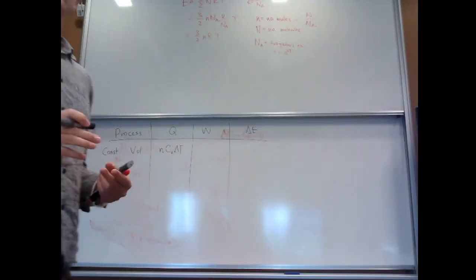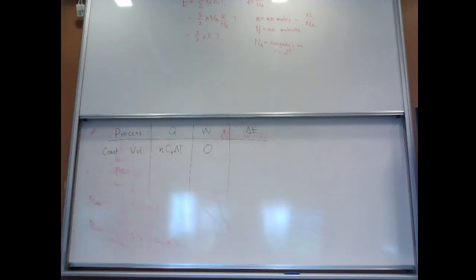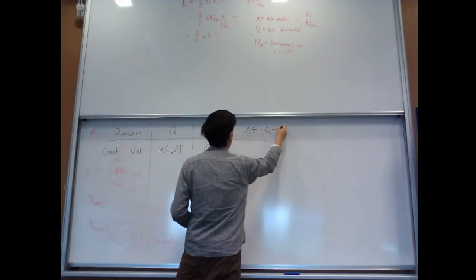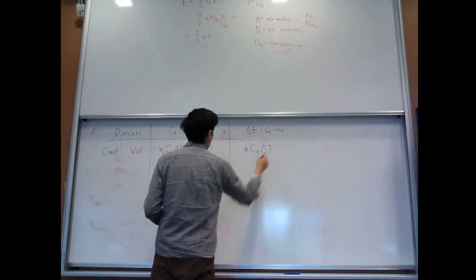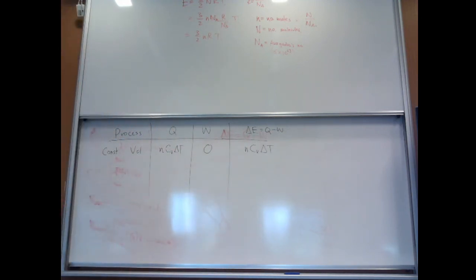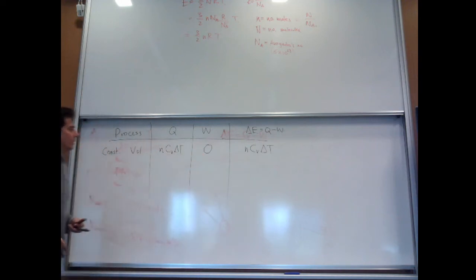Now for a constant volume process, we know that the work is 0. And because delta E is Q minus W, obviously this means that delta E is also N CV times delta T. But so far it's more or less just definitions. The work was 0 because P delta V is 0, right? But actually, we just worked out this formula for the internal energy up here, right?